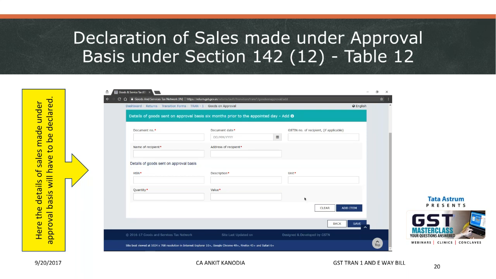So on a harmonious reading of that order read with Section 120A, it is seen that only those assessees who have filed their TRAN 1 up to 30th September or 28th September, as the case may be, would be given this benefit of filing a revised TRAN 1 up to 30th of October.